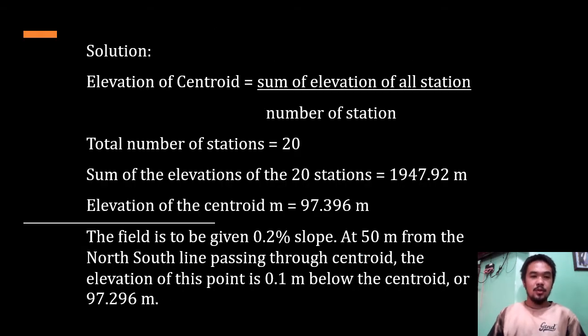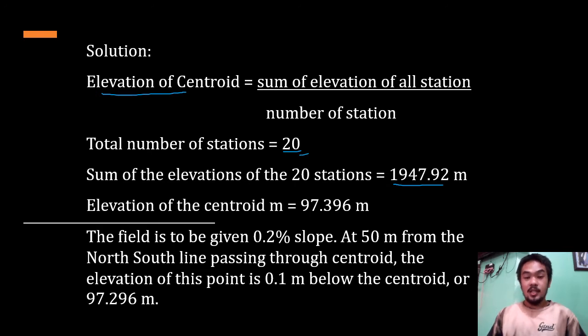So this is the solution of the example. First, we need to get the elevation of the centroid. To get that, we add all the elevations of the stations over the number of stations. This is from the table in the previous slide. We have a total of 20 stations, and if we add up all the elevations of the 20 stations, it equals 1947.92. In order to get the centroid, we divide 1947.92 meters by 20.